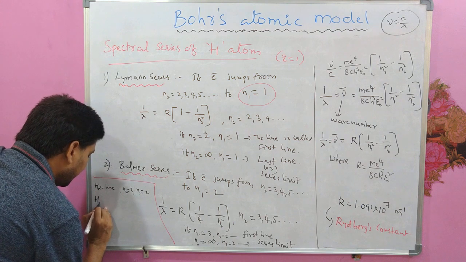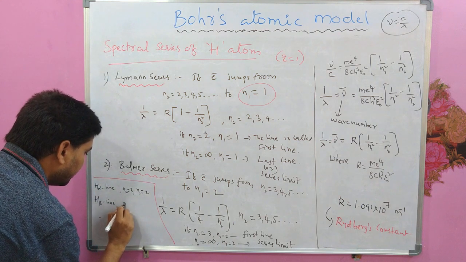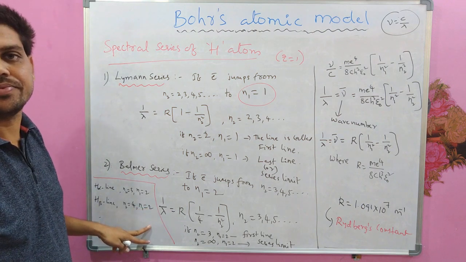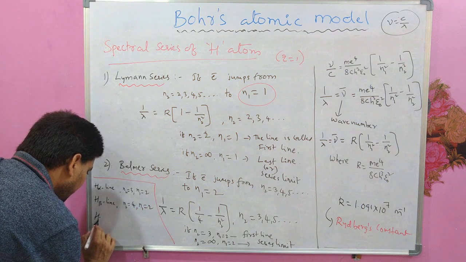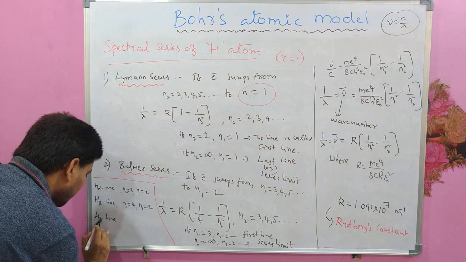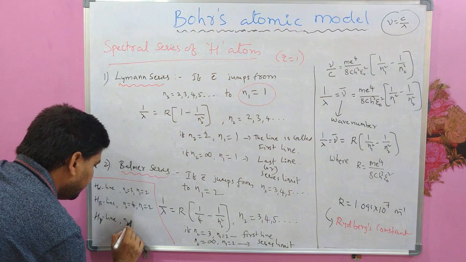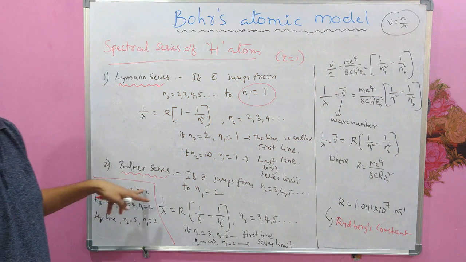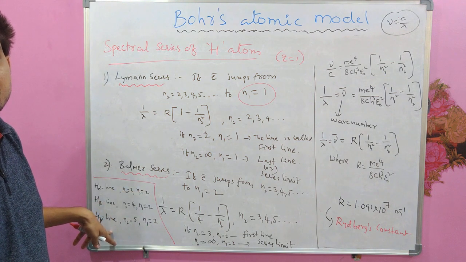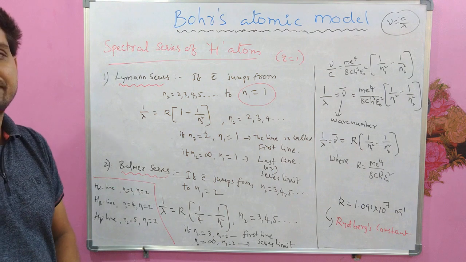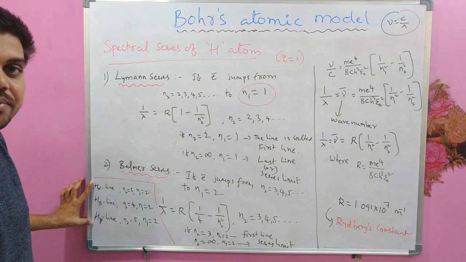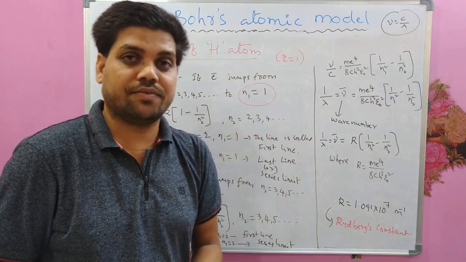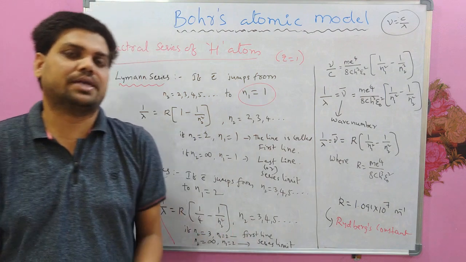And H beta line, N2 equal to 4, N1 equal to 2, which is the second line. H gamma line, N2 equal to 5 and N1 equal to 2, which is the third line in the Balmer series, and so on. These are very, very important, particularly these three. What is H alpha line? What is the frequency of it? What is the wavelength of it? This kind of questions you can expect in the exam.